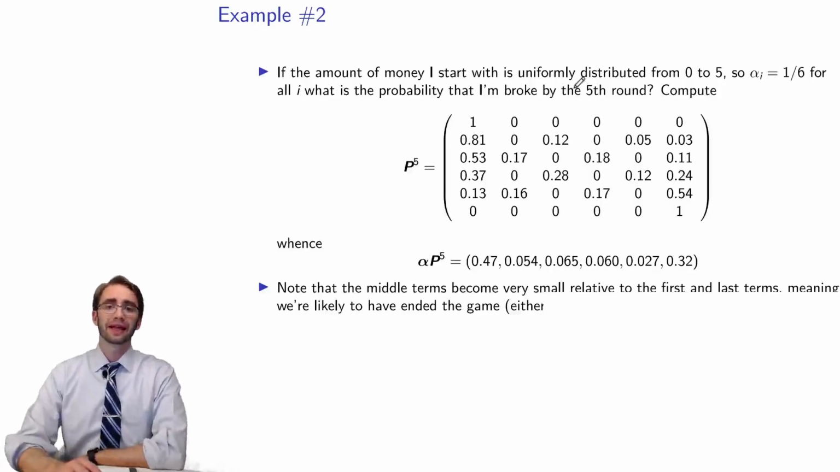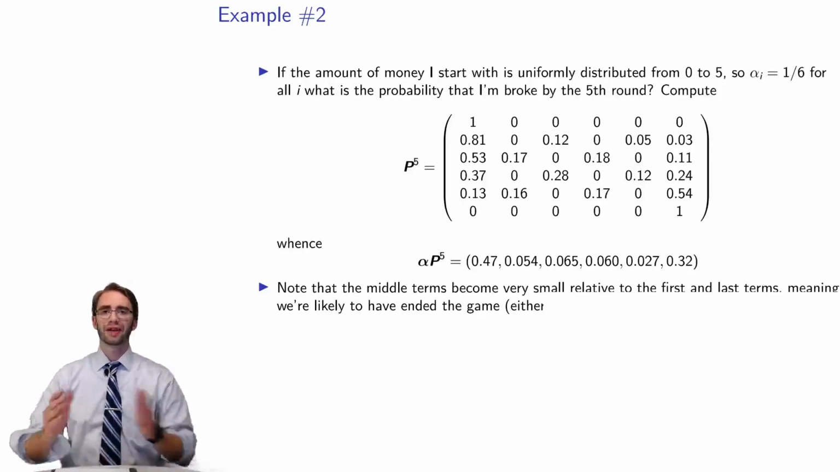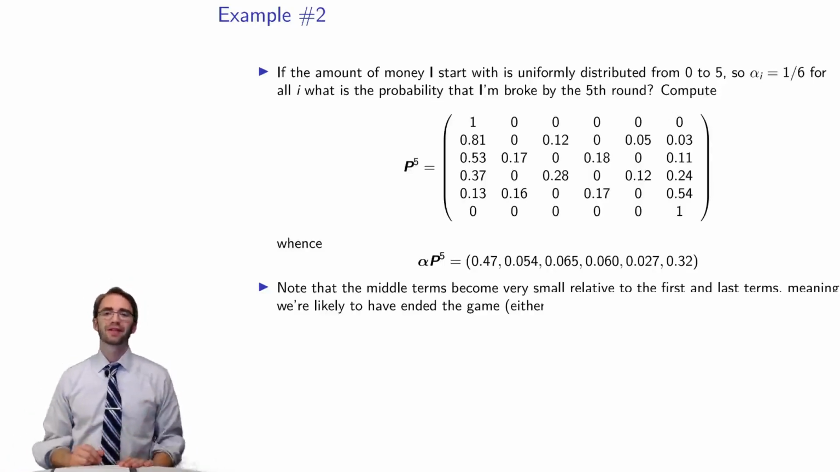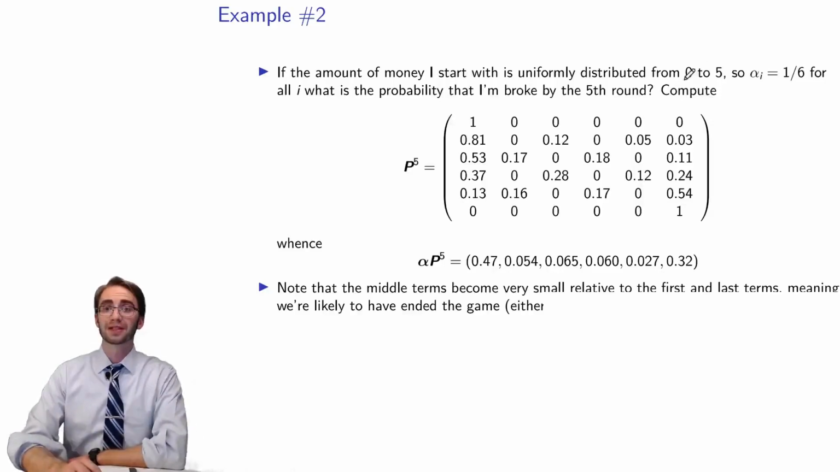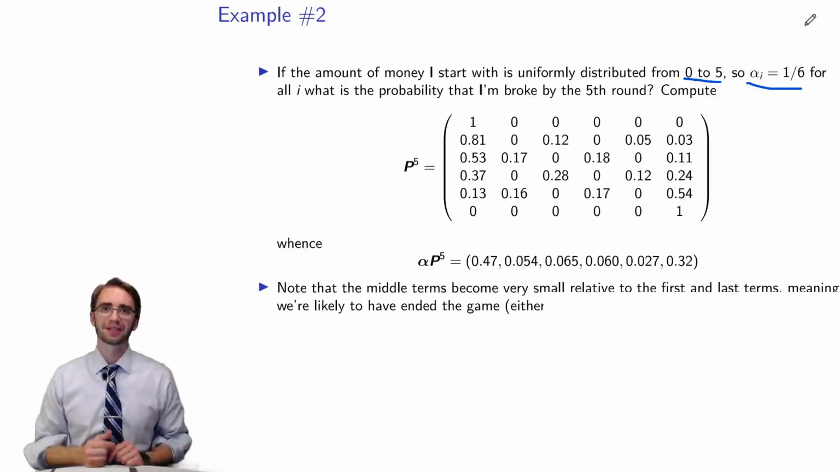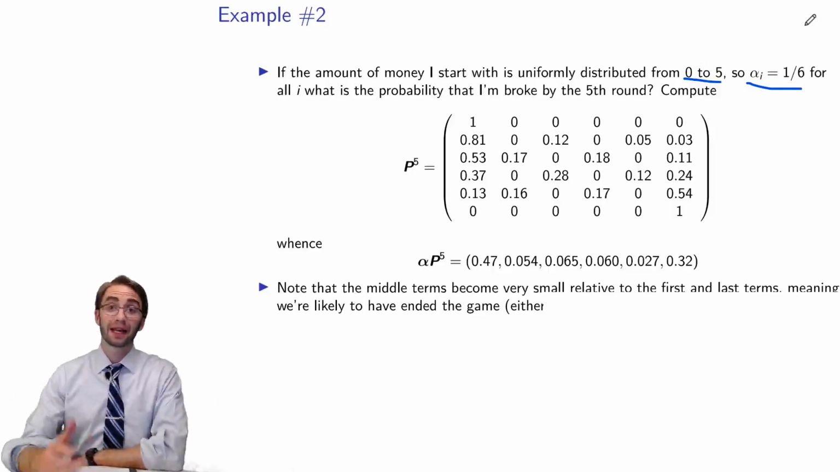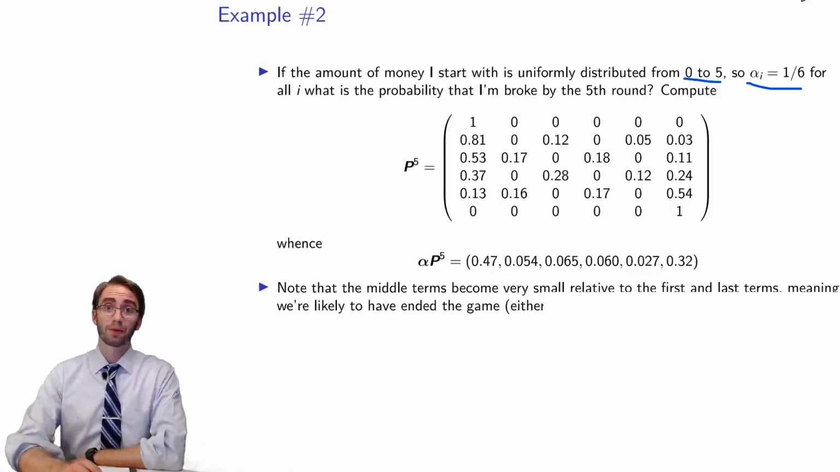And we'll do that gambling problem again. In the previous example, I told you you have $2 and you start gambling. Now let's suppose that the amount of money that you start with is uniformly distributed from 0 to 5. So the amount of money in my wallet is random, as often seems to be the case. So I have a 1/6 entry for each of these alpha i's, because there are 6 possible states, 0 to 5. And then I can ask the same question: what is the probability that I'm broke by the 5th round?